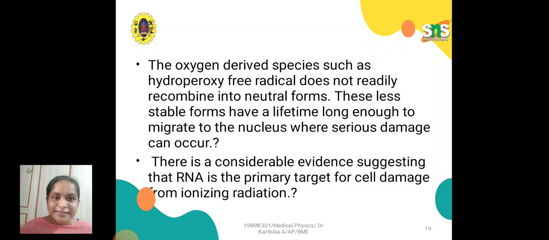Next question is about the oxygen derived species such as hydroperoxy free radical does not readily recombine into neutral forms. These less stable forms have a lifetime long enough to migrate to the nucleus where serious damage can occur. Next, there is considerable evidence suggesting that RNA is the primary target for cell damage from ionizing radiation.